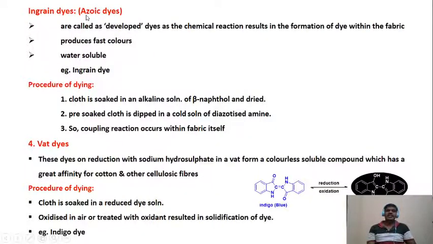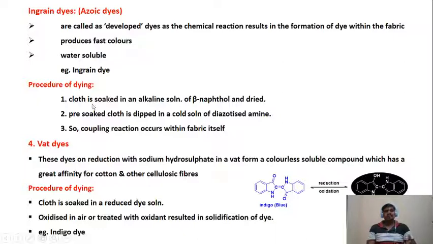Then ingrain dyes, that is azoic dyes, are called developed dyes, as a chemical reaction results in the formation of the dye on the fabric. It produces fast color, and these are water soluble. What is the procedure of dyeing?